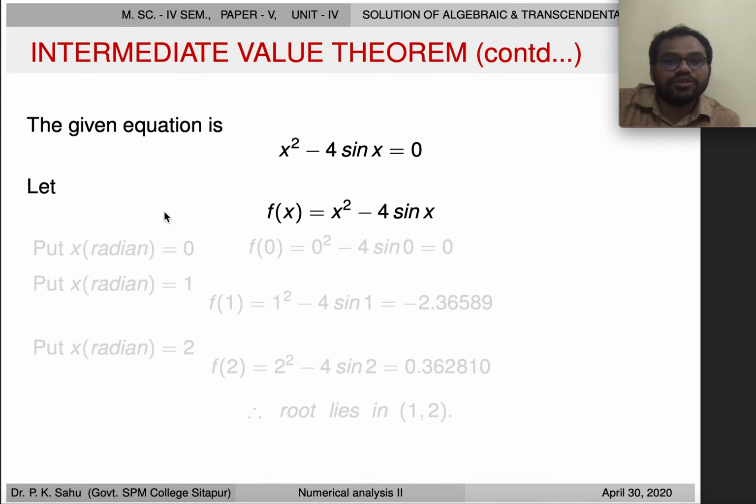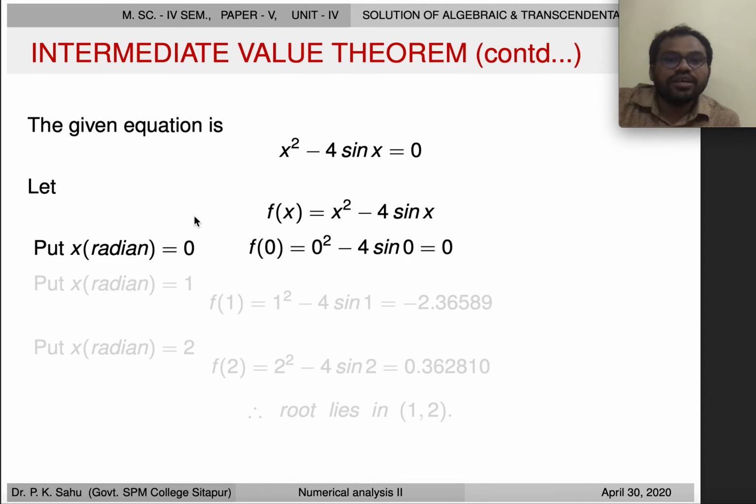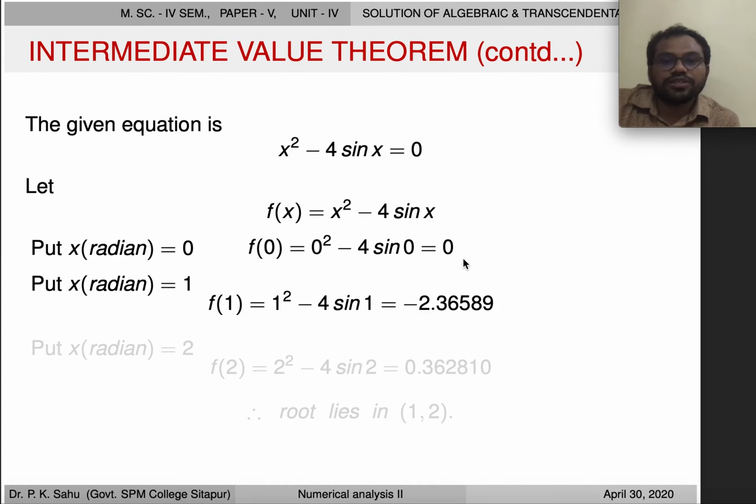Now let's see one more example. Suppose we have to find the roots or solution, solve the equation x square minus 4 sin x is equal to 0. Here the first term is positive and the second term is negative. So we try positive roots. We assume f of x is equal to x square minus 4 sin x. Now in this unit in general we take x as radians. So by taking x is equal to 0, we have f of 0 is equal to 0 square minus 4 sin 0, which is equal to 0.